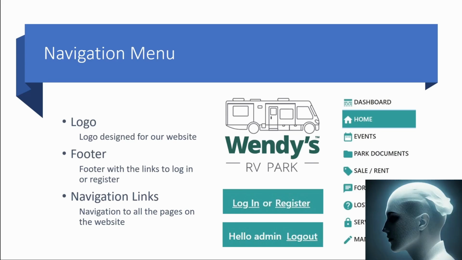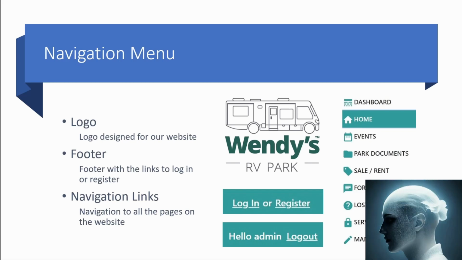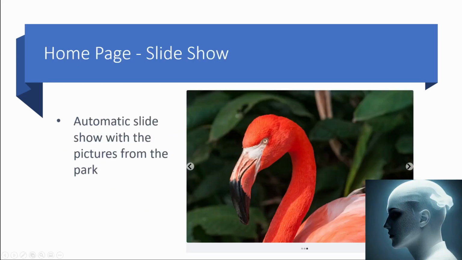The navigation menu has three parts: the logo, which is affixed to the top of the menu and was specifically designed with the same color scheme as the website in mind; the footer, which is affixed to the bottom of the menu and provides links to the login and register forms, and changes to display the name of the logged in user and a way to log out; and finally, the navigation links. Each link leads to the corresponding page of the website. All links have useful icons that help users see where to go without even reading the text.